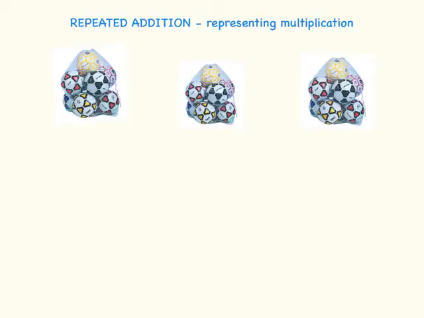You'll notice here that there are 3 bags of soccer balls. In the first bag, we have 1, 2, 3, 4, 5, 6, 7 balls. And in each additional bag, there are 7 soccer balls. So what this looks like with repeated addition is that we have 7 soccer balls and 7 soccer balls and 7 soccer balls, which gives us 7 plus 7 plus 7 for the repeated addition equation.